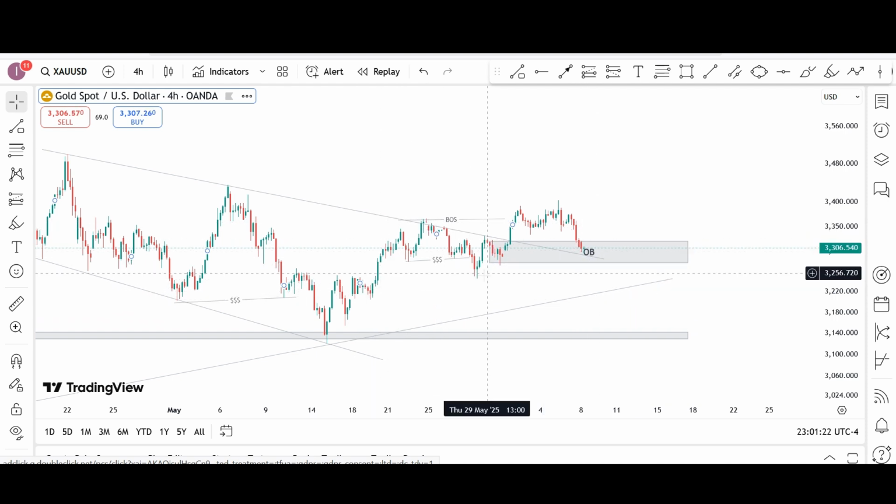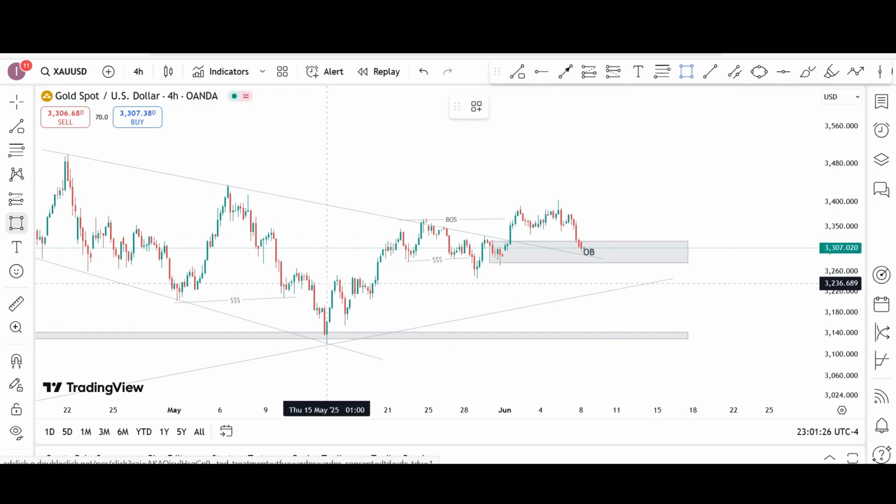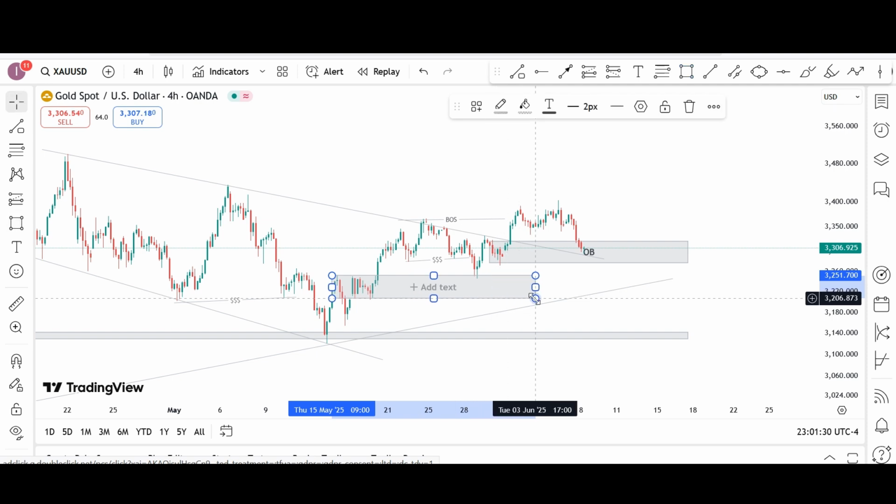So what happened after retesting this area? When price came back to retest this particular area, which is the demand zone, it pushed to the upside. So price is currently at that same demand zone. What should you be expecting? Another push to the upside.